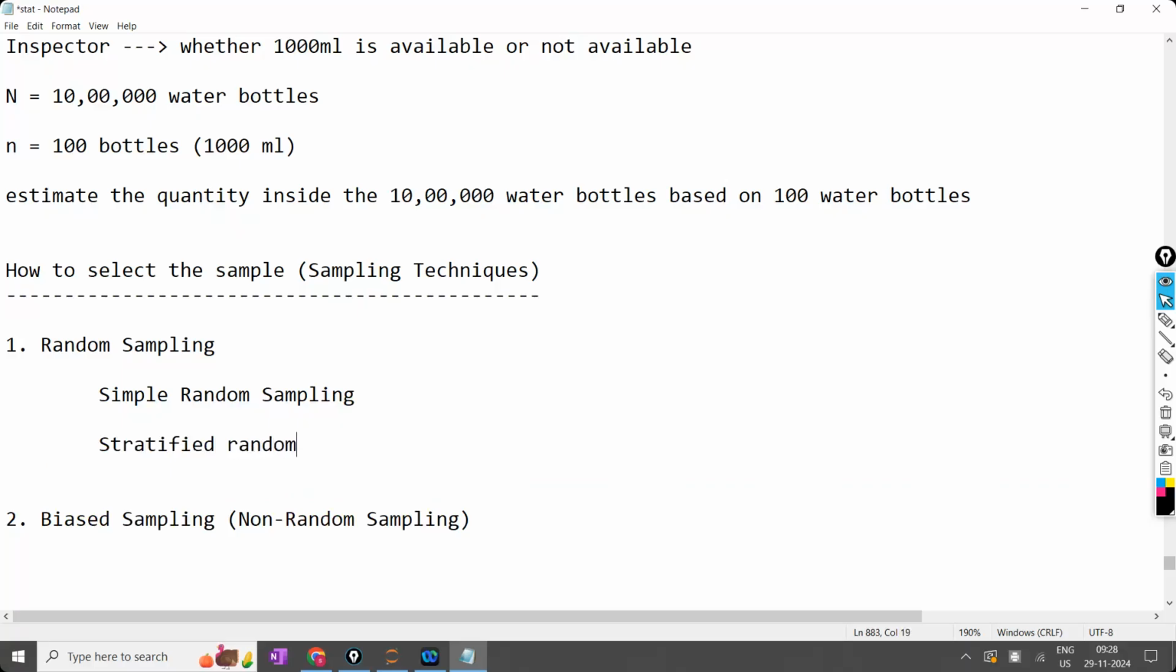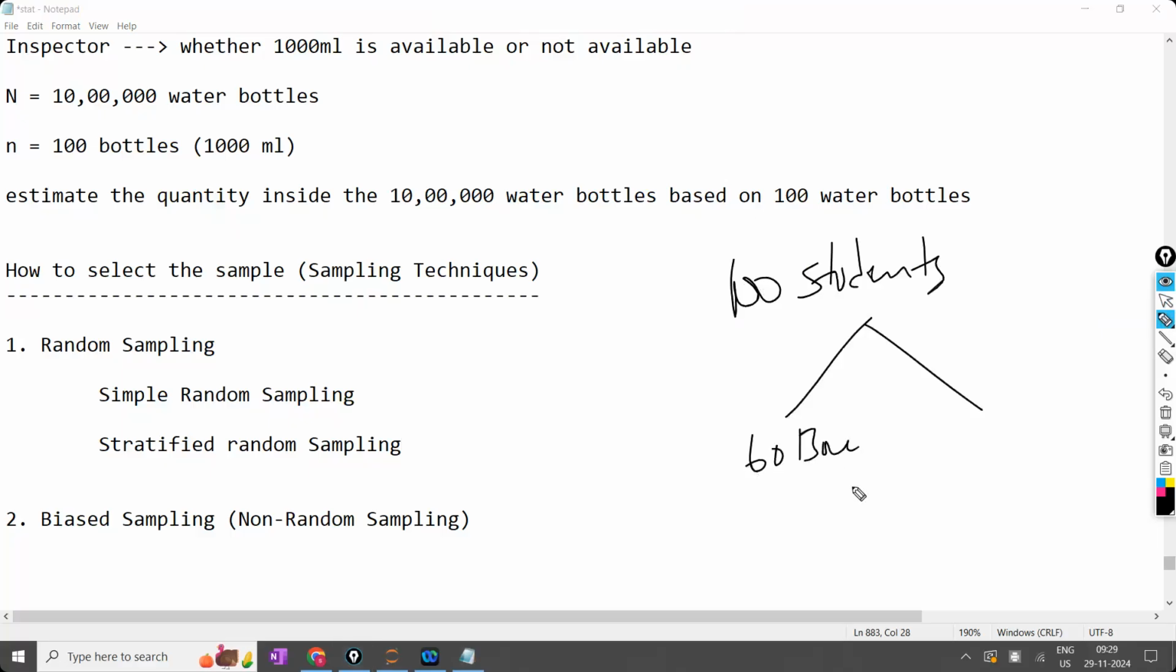random sampling. What is meant by stratified random sampling? For example, in this class, I want to select two students. Instead of selecting two students who are only boys, I'm going to select one girl and one boy. For example, in this class, a total of 100 students are there. Tell me out of 100 students, how many girls and how many boys, approximately. No need to say exactly. Tell me some number. Assume 60 boys are there, 40 girls are there. This is the scenario.